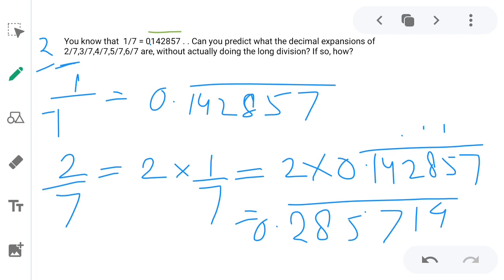Using this same method, we can find all the others which are given in this question. So this is the easiest way to solve this without actually doing the long division. We have not done the long division. We have used the term which is given in the question, and using that only we can find the answers of the other terms.